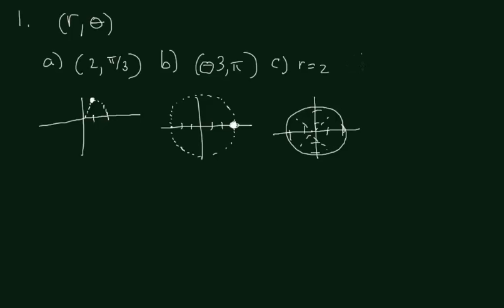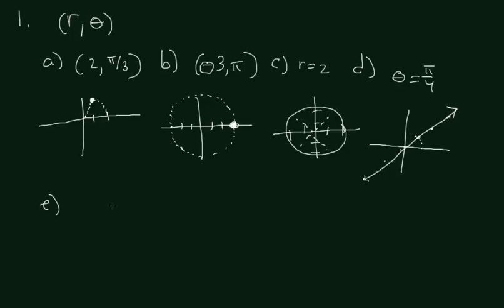r is 2. D, this one is theta equals pi over 4. To graph this one, no matter what r is, theta will be pi over 4. So we go over pi over 4 and go out 1 unit. Pi over 4 go out 2 units, 3 units, -1, -3. And it makes the line y equals x.